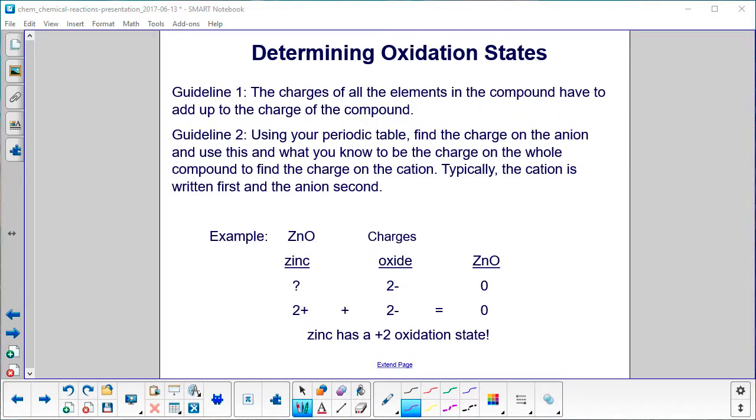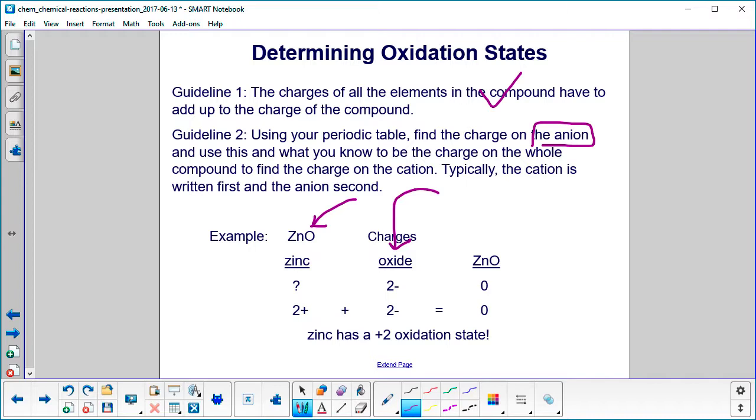Okay, now let's add another rule or guideline. The first one we already did. The charges on all the elements in the compound have to add up to the charge of the compound. So now, use your periodic table, find the charge on the anion. So that's right over here. Zinc oxide, oxygen is the anion. And use this and what you know to be the charge on the whole compound.